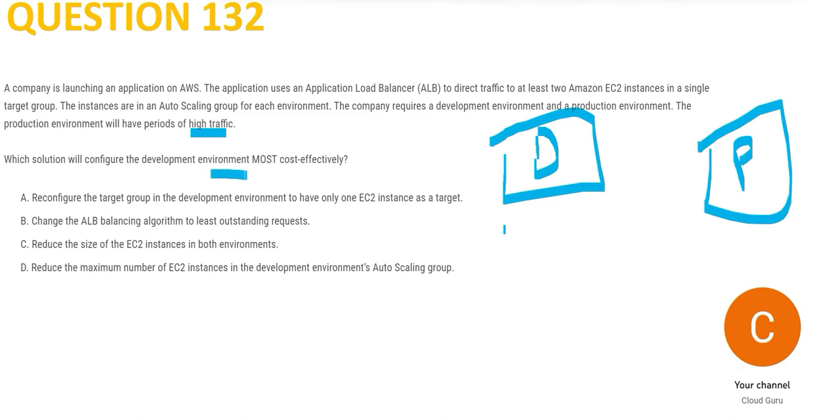How will you do it? Will you reduce the size of the EC2 instance? Will that make it cost effective? Instead of size, first you reduce the number of EC2 instances. That should be our goal. We should not look at reducing the size of the EC2 instance, but we should reduce the number of EC2 instances. And A is saying that we should have only one EC2 instance in the target group. That is not allowed, boss. You should have at least two EC2 instances. So that's why A will not fit here.